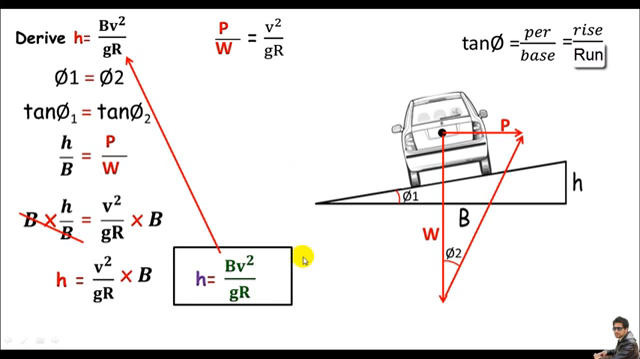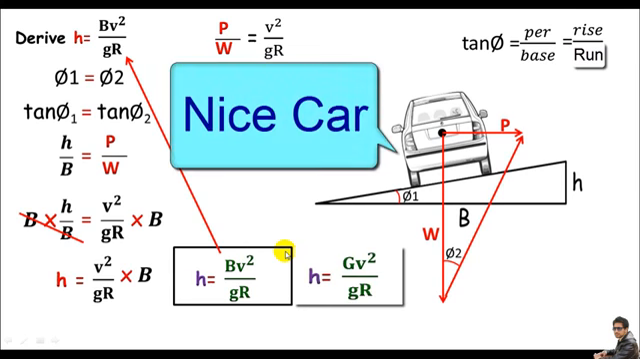If you derive the same equation for a railway gauge, you can only replace the breadth with G, which will represent the gauge. So the formula will be in the form h equals GV square divided by GR. And this was our approach, right? We have done it.